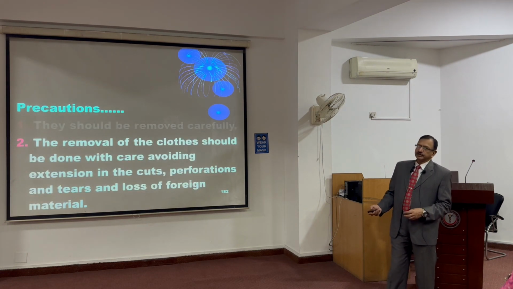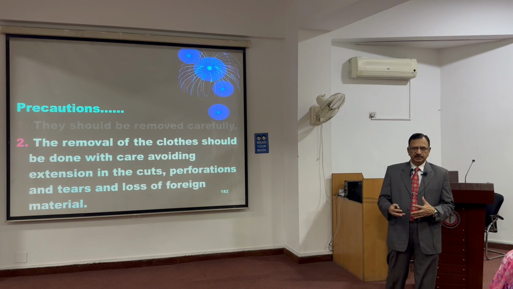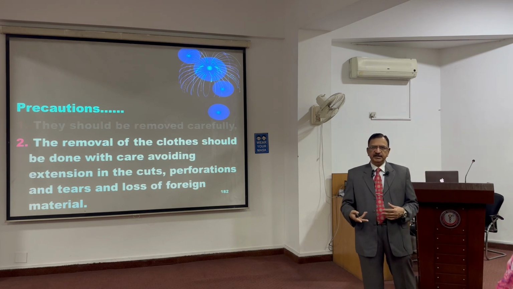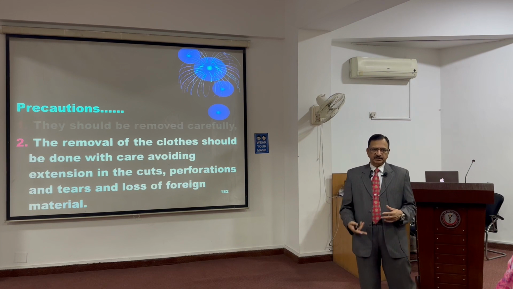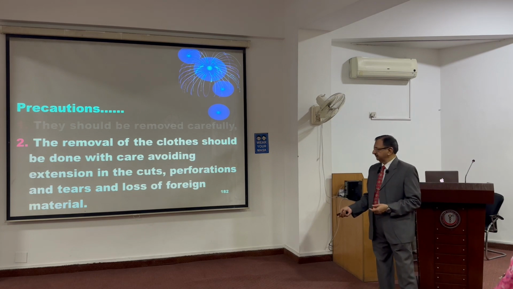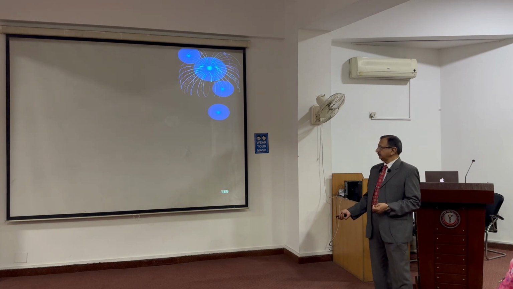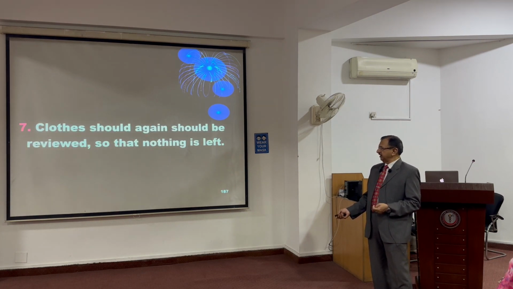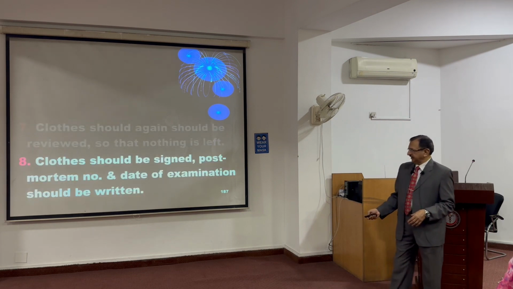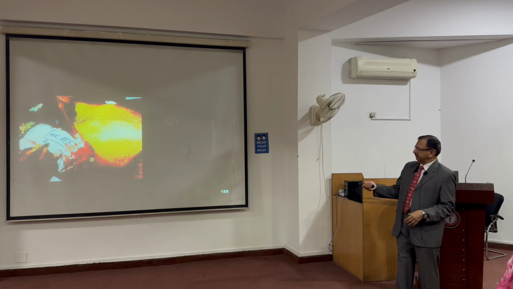Then, while removing, the precaution is that you should not extend the initial tear or initial cut mark. You will avoid that, and if cutting is needed, you will cut along the stitching lines. Cut along the stitch line to remove the cloth, so that the tear of the injury is not extended. They are dried in air, packed individually, then packed together in a bigger pack and handed over to police.